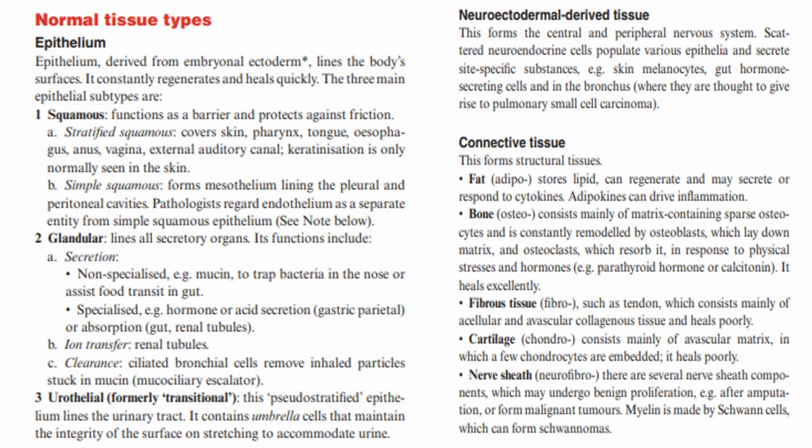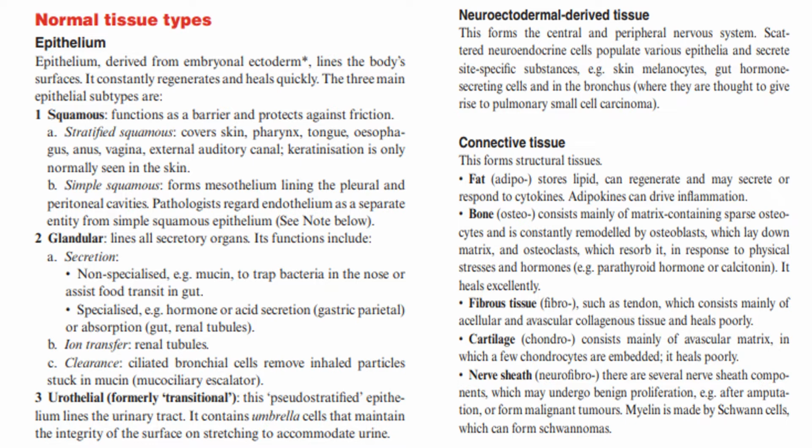Starting with the normal tissue types, epithelium. Epithelium is derived from the embryonal ectoderm which lines the body surface, and it regenerates and heals quickly. Three types of epithelial tissues are there: squamous, glandular, and urothelial.